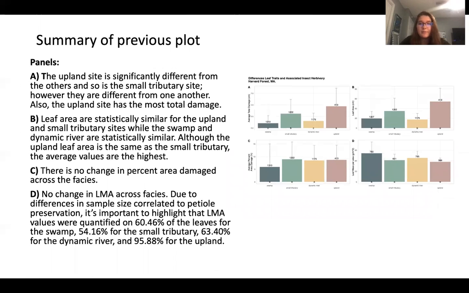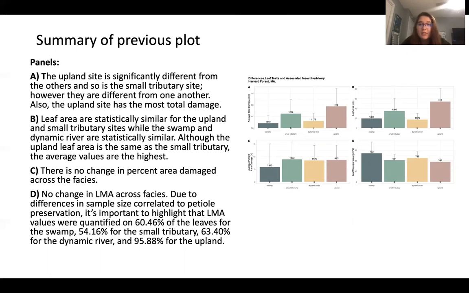In summary of the previous plot, in panel A, the upland site is significantly different from the others, and so is the small tributary site. However, they are different from one another. Also, the upland site has the most total damage. In panel B, the leaf areas are statistically similar for the upland and small tributary sites, while the small and dynamic rivers are statistically similar. Although the upland leaf area is the same as the small tributary, the average values are the highest.